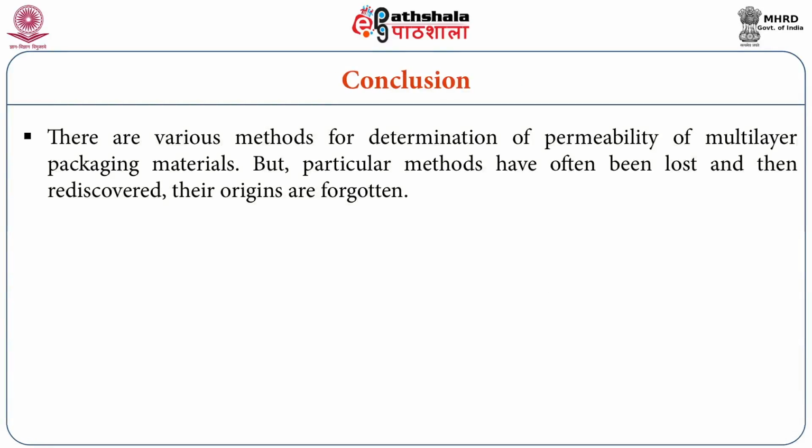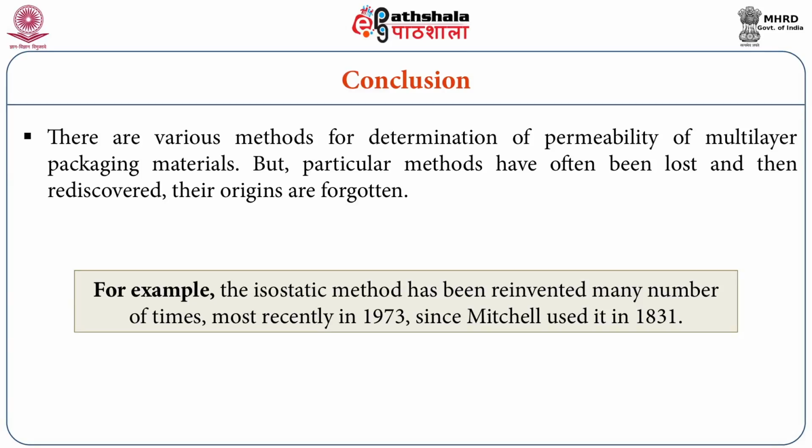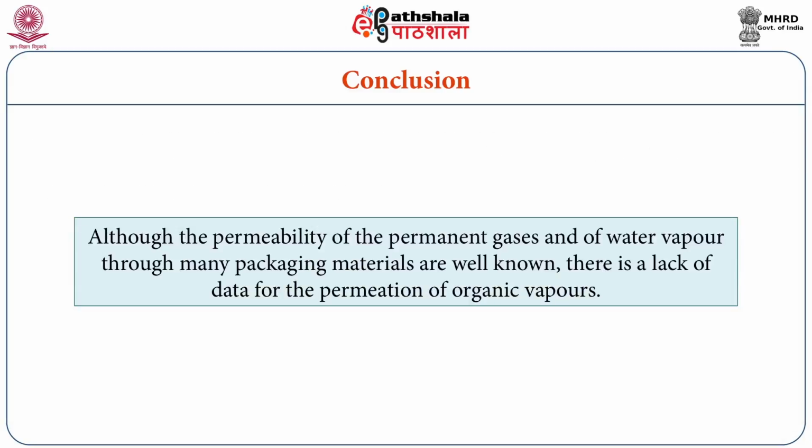There are various methods for determination of permeability of multilayer packaging materials, but particular methods have often been lost and then rediscovered. Their origins are forgotten. For example, the isostatic method has been reinvented many times, most recently in 1973, since Mitchell used it in 1831. Although the permeabilities of the permanent gases and of water vapor through many packaging materials are well known, there is a lack of data for the permeation of organic vapors.